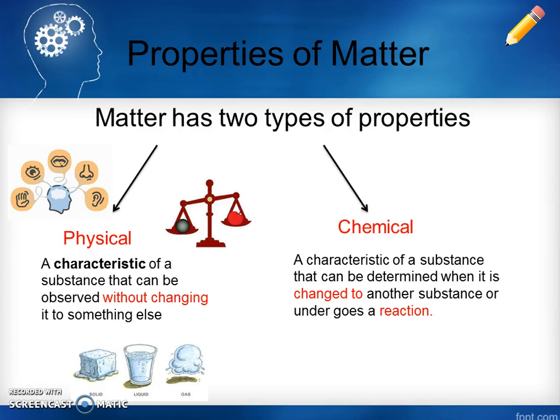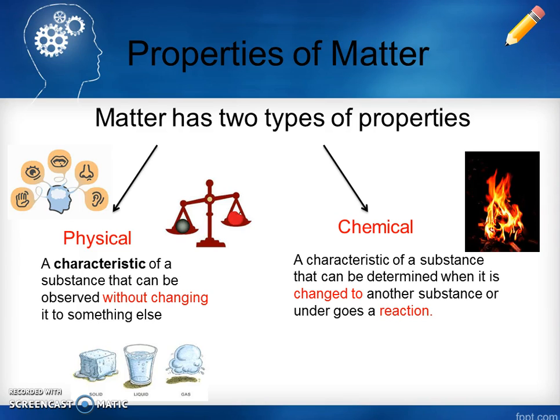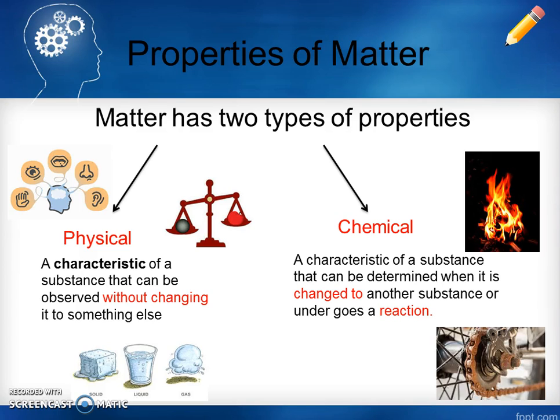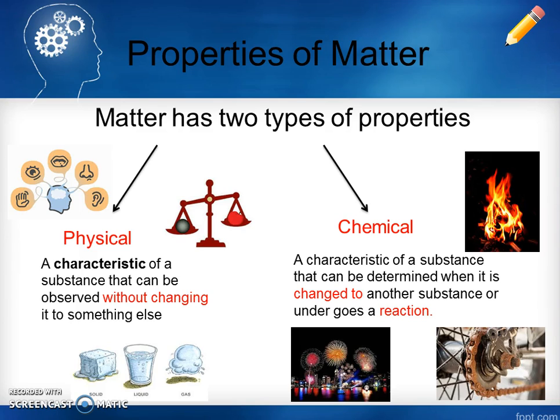Chemical properties, on the other hand, are the characteristics of a substance that can be determined when it is changed to something else or undergoes a reaction. So, for example, a fire, burning wood, it becomes something else. A rusty chain on a bike, it's no longer nice iron, it's rust, it's become something else. Or fireworks are another great example of a chemical reaction or change.